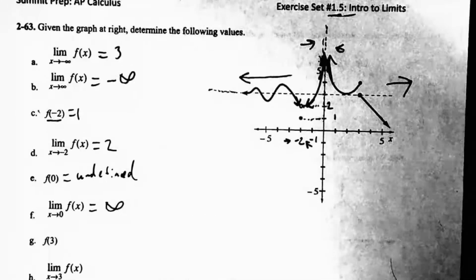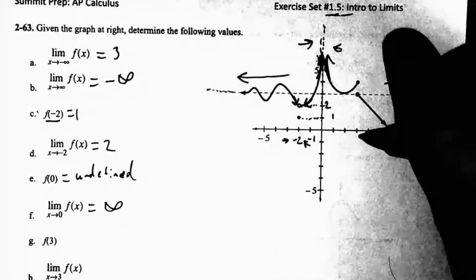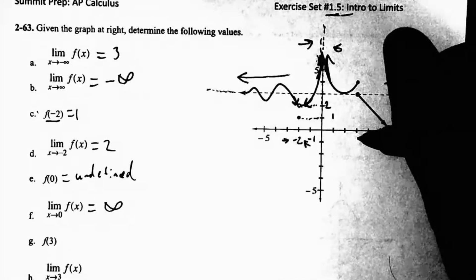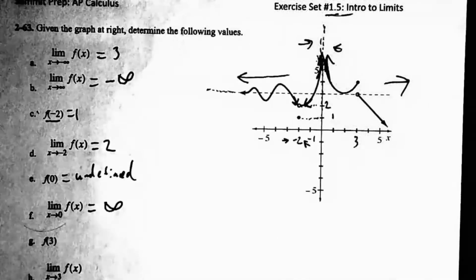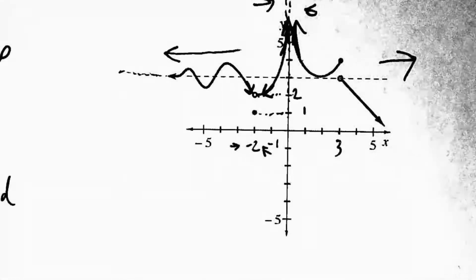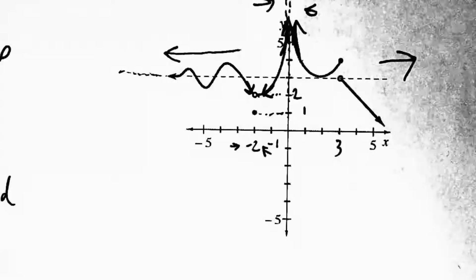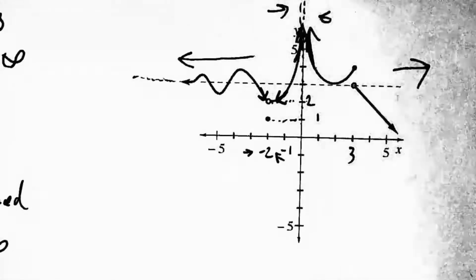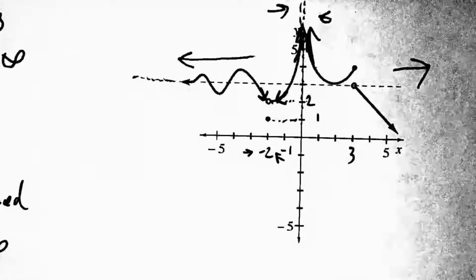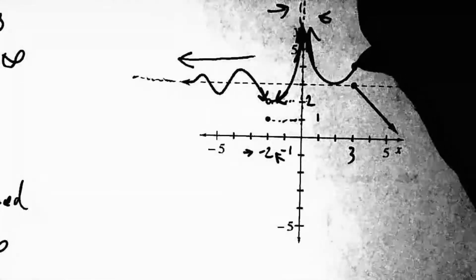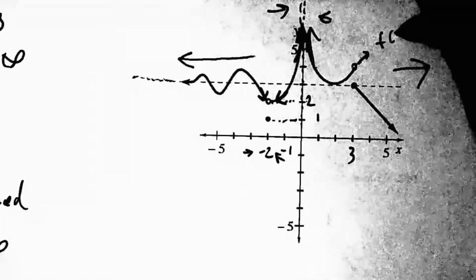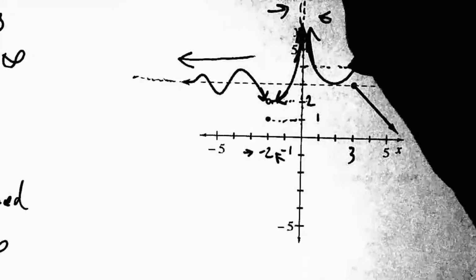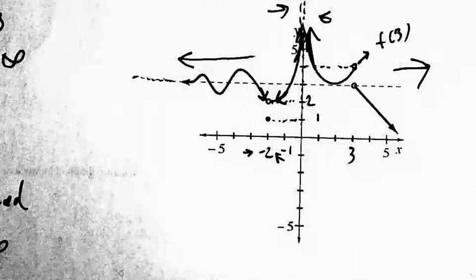Okay, f of 3. 1, 2, 3. At 3 right here, what's the value of my function? Why don't you guys go ahead and, if you haven't answered this yet, what is the output of the function? Okay. See, this is an open hole. See, this is a closed hole. It's kind of hard to see on my screen, but on your paper you should see. Since this is the closed hole, this is f of 3, which is 4. F of 3 is 4.